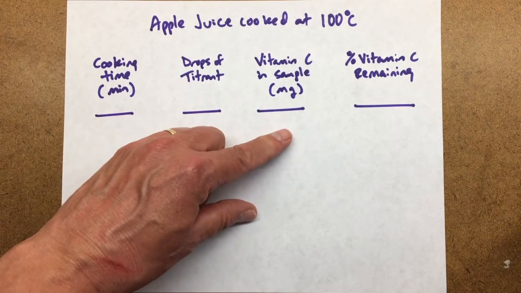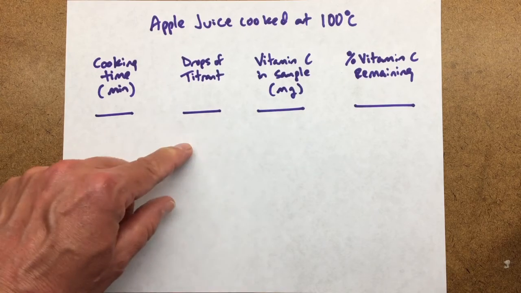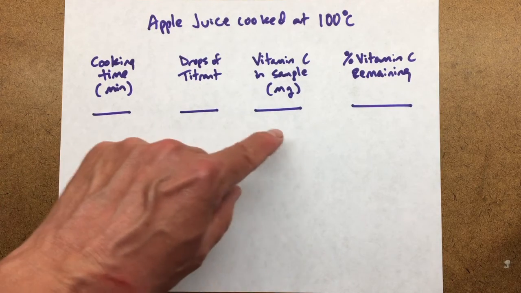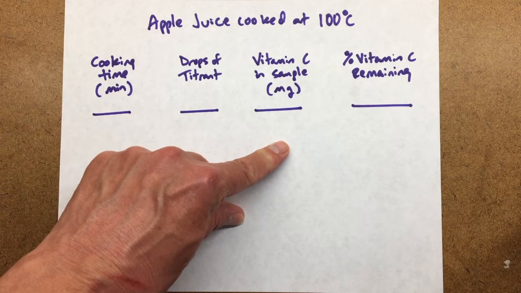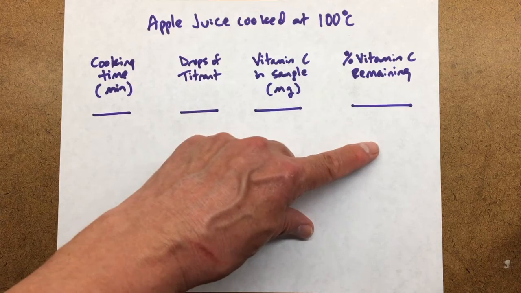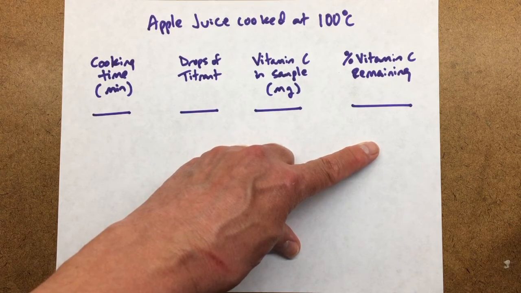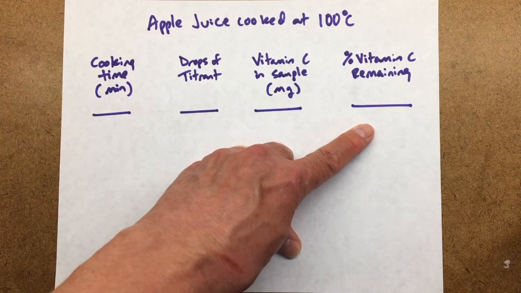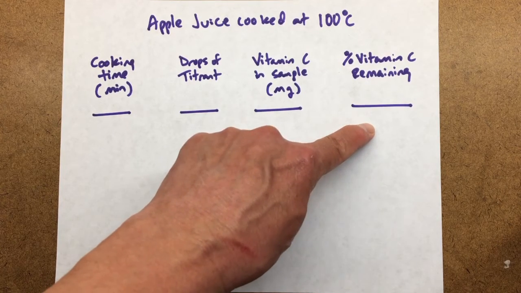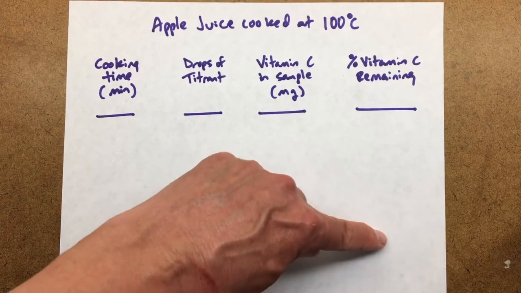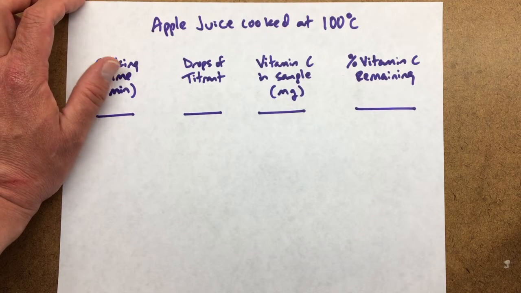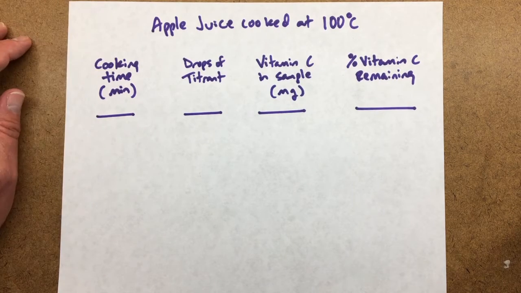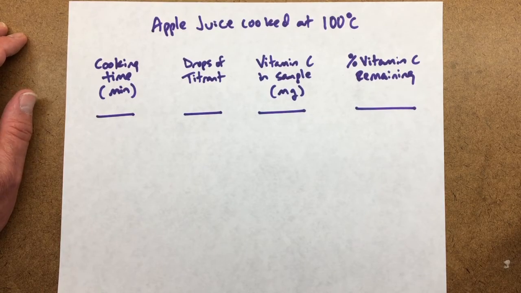You'll need to use the standard curve graph to find out, if this is how many drops of titrant were used, then this is how many grams of vitamin C were in the sample. And then you'll need to calculate what percentage of the vitamin C remains. If it's uncooked, the amount of vitamin C that's in there will be 100% because it hasn't been cooked yet. But we would predict that the amount of vitamin C is going to change as the cooking time goes on. We're trying to find out how does cooking affect the nutritional quality of food. So this is one data table that you'll need to make on a piece of paper. Another data table that you'll need to make looks very similar.